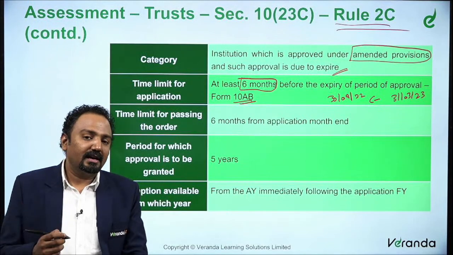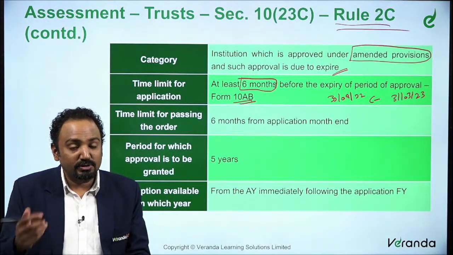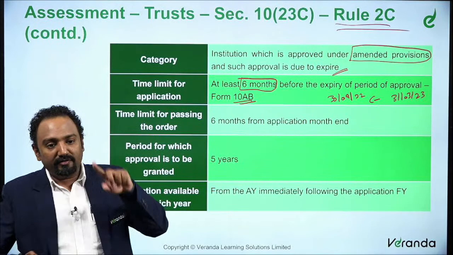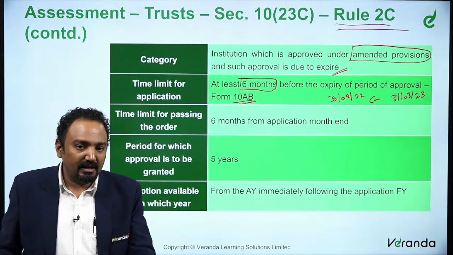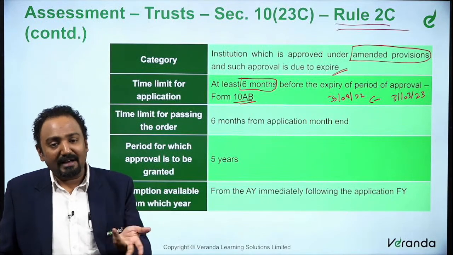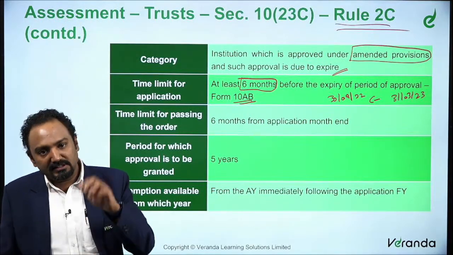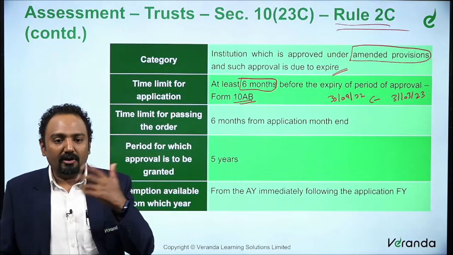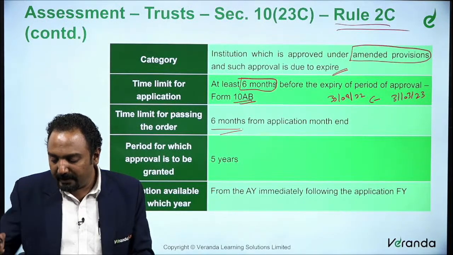So, it has to be made in that, and the time limit for this is 6 months. So, there you will have to file an application within 3 months from the year end, and you will have to actually pass an order within 3 months. Here it is 6 months before the expiry date. Order also has to be passed within 6 months from the application month end.